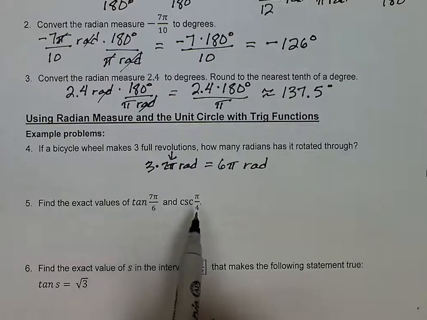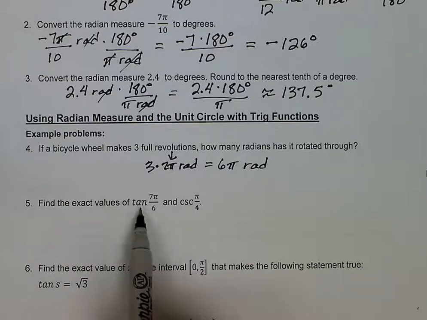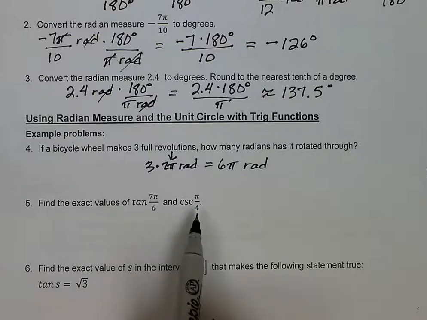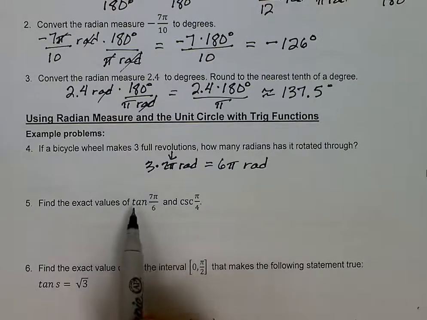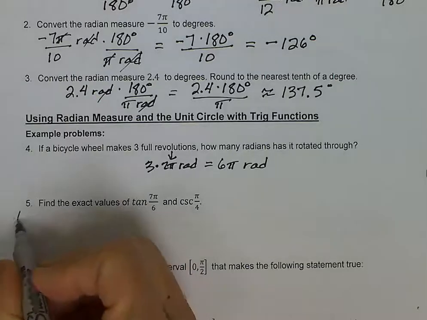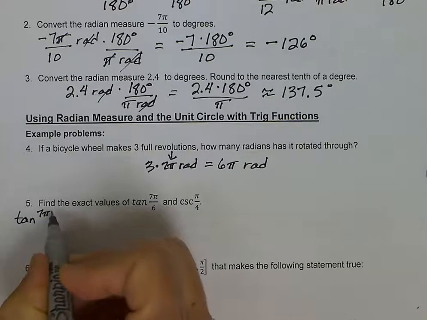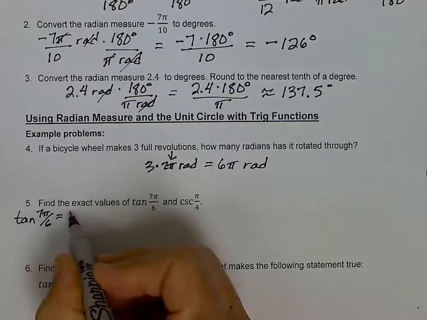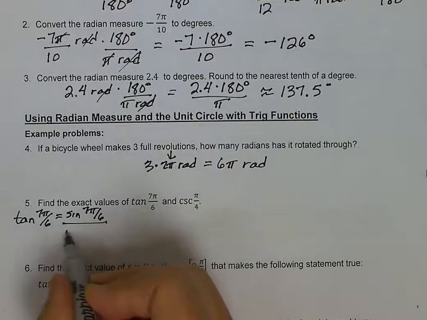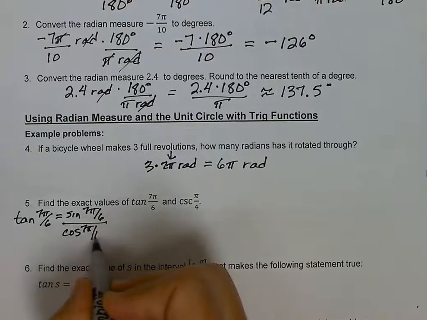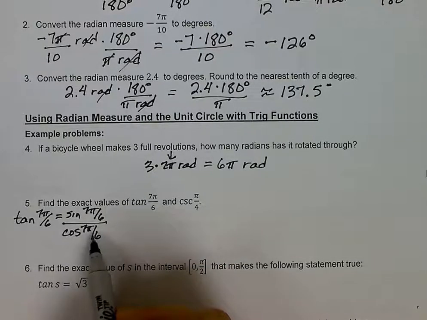Next, we're looking at the unit circle to find exact values of these two trig functions for angles in radian measure. But first, let's do the tangent of 7 pi over 6. To do this, you can memorize the values for tangent. I just use sine and cosine since tangent is sine over cosine. So what I would do with this is remember that the tangent of 7 pi over 6 is going to be the same as the sine of 7 pi over 6 divided by the cosine of 7 pi over 6. I need to find these two values.